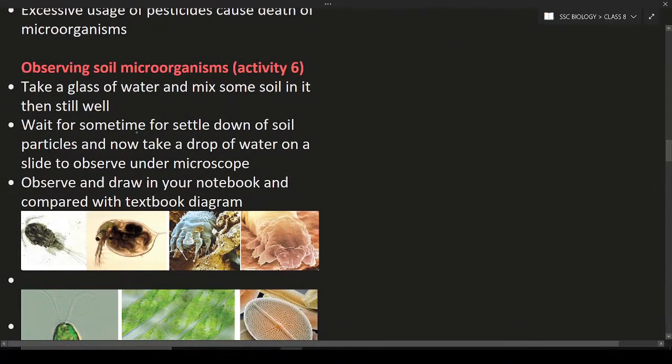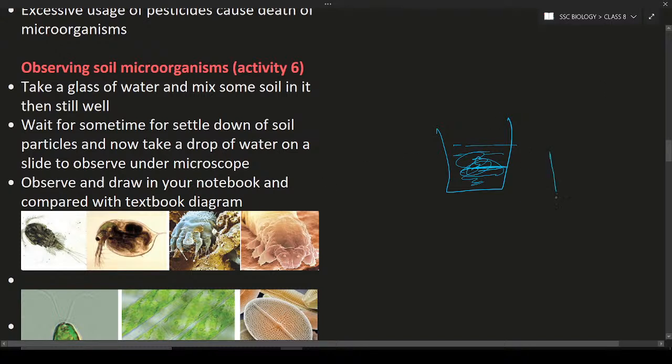Observing soil microorganisms. This is activity 6. Take a glass of water and mix with some soil in it, and then stir well. After stirring well, what will happen? Sand and larger particles will settle at the bottom and smaller, lighter particles will be on top. Wait for some time, everything will settle.